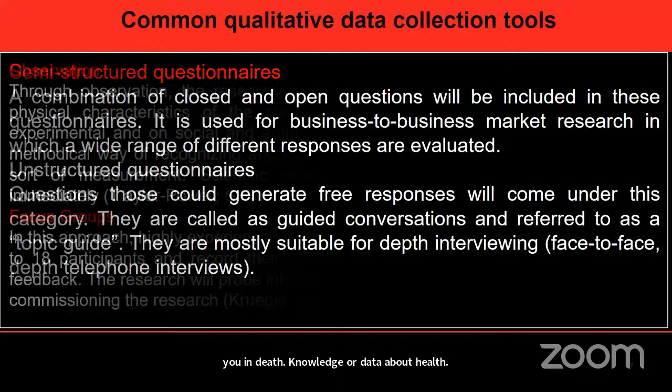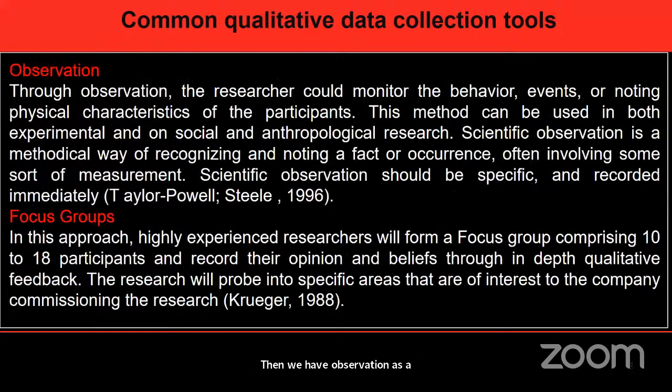Then we have observation as a tool for collecting qualitative data. Through observation, the researcher could monitor the behavior, events, or note physical characteristics of the participants. This method can be used in both experimental and social anthropological research.